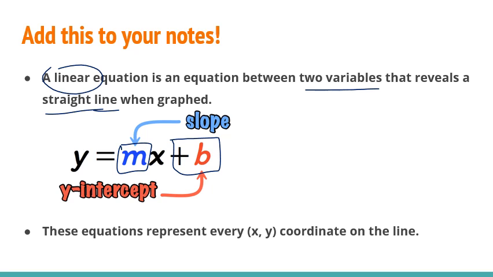These equations represent every xy coordinate on the line. So an equation of a line in slope-intercept form is giving you every single point on the line in that single equation, because whatever x value you plug in, you'll get a y value out of it.